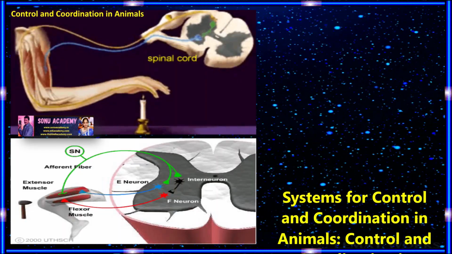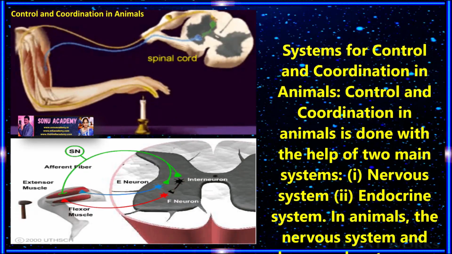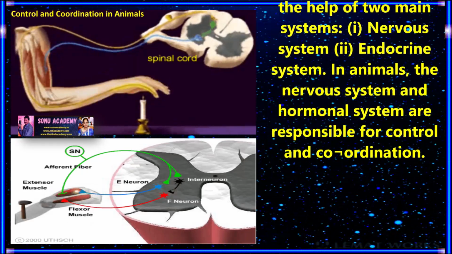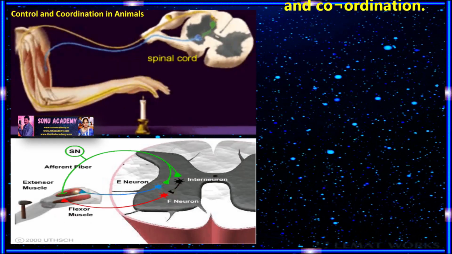Children, control and coordination in animals is done with the help of two main systems. One is the nerve system, the second one is the endocrine system. In animals, the nerve system and hormonal system are responsible for control and coordination.